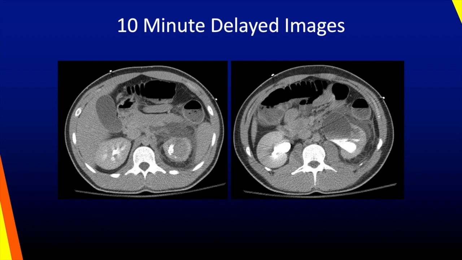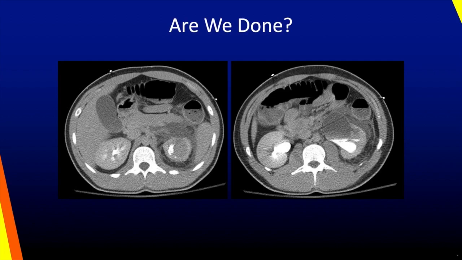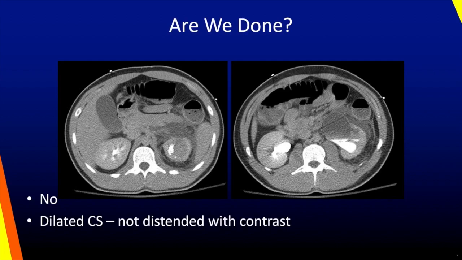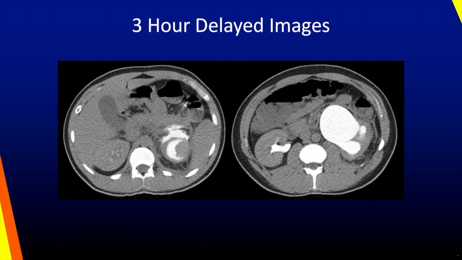Here are the 10-minute delayed images. Are we done at this point? No. We have a dilated collecting system and it's not distended with contrast, and so it hasn't adequately been challenged to look for a leak. The patient was brought back for 3-hour delayed images, and now we see contrast distending the collecting system, and we're able to diagnose urinary extravasation.